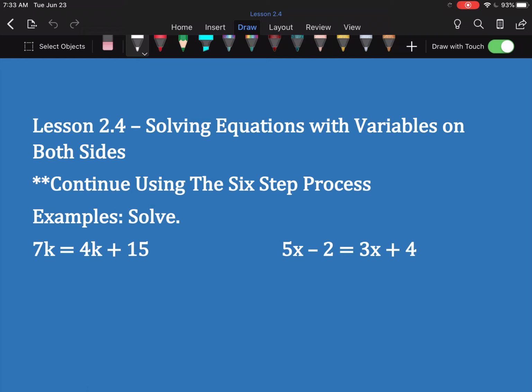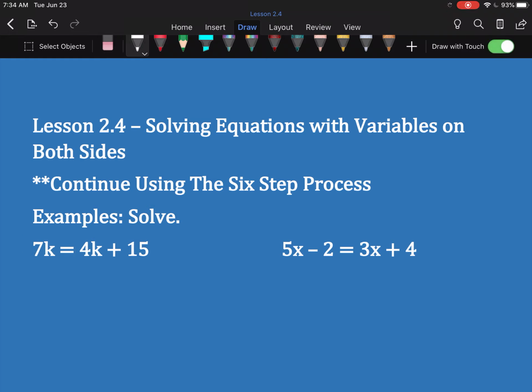So the first thing I actually am going to encourage you to do is to draw a box around each half of the equation. So the left side of the equal sign and the right side of the equal sign, as I've done here. And what I want you to do is look in those boxes and say, are there any like terms to combine? So in the box on the left, there's a 7k. Well, there's only one term. It has nothing to combine with. In the box on the right side, there's a 4k and 15. Those are not like terms. They can't combine. So there's nothing I can do here.